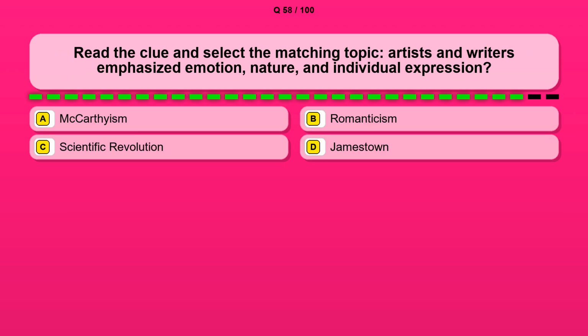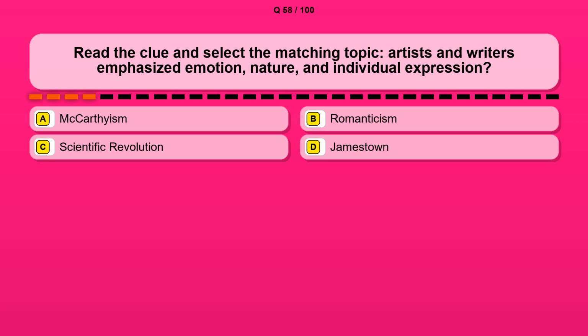Question 58. Read the clue and select the matching topic. Artists and writers emphasized emotion, nature, and individual expression. Option A, McCarthyism. Option B, Romanticism. Option C, Scientific Revolution. Option D, Jamestown.